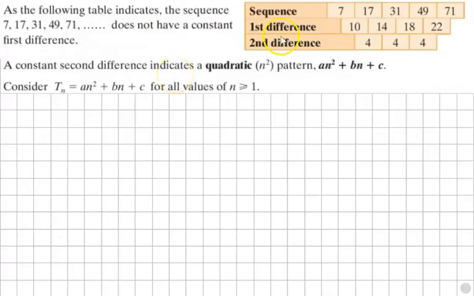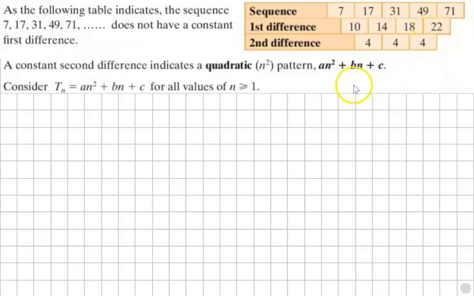So now we have another sequence, 7, 17, 31, 49, and 71. As the following table indicates, the sequence 7, 17, 31, 49, 71, ... does not have a constant first difference. We can see the first differences are 10, 14, 18, 22. Therefore, this sequence is not linear, and it would not represent a straight line on a graph.